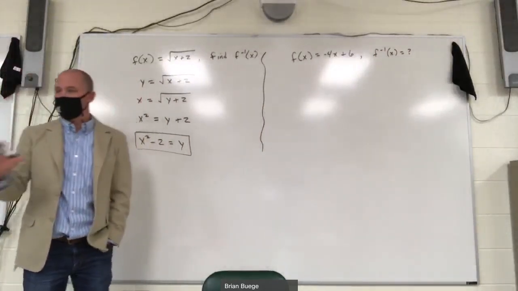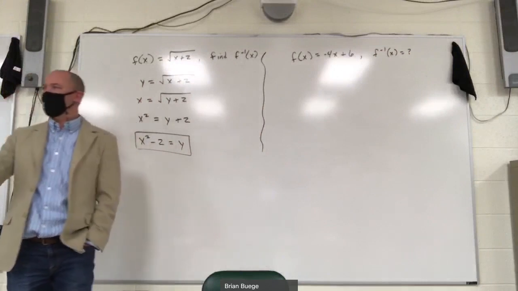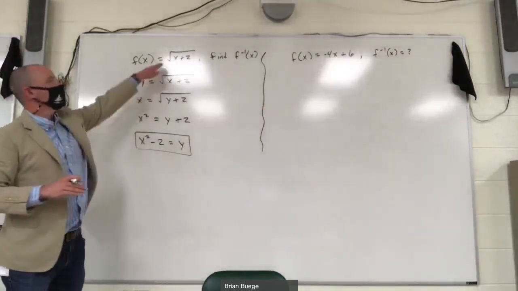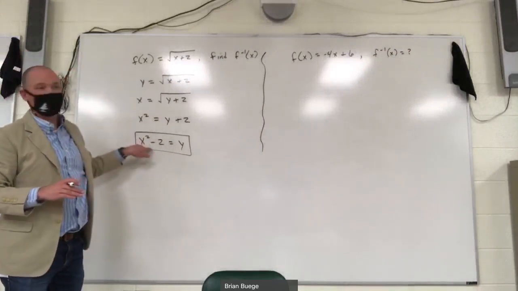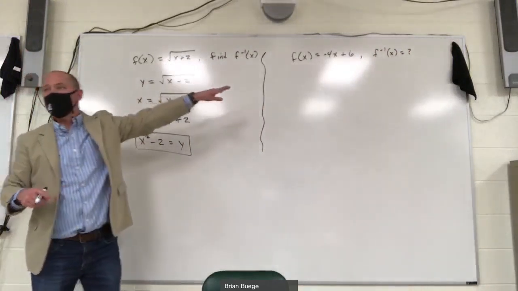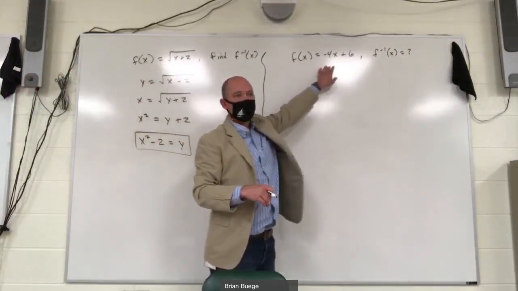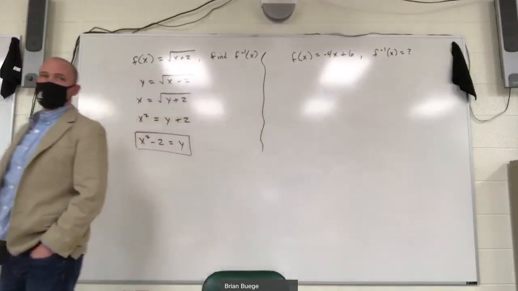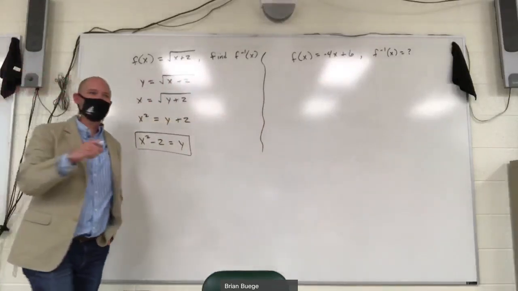Out of curiosity, just a quick question, and I don't even really care all that much whether you're right on this one or not. I just want to see where you're at. We said we started with a square root, ended up with an x squared. Example 1, we started with a squared, ended up with a square root. Any idea? What do you think we're going to end up with on this one? Squared? Fraction?